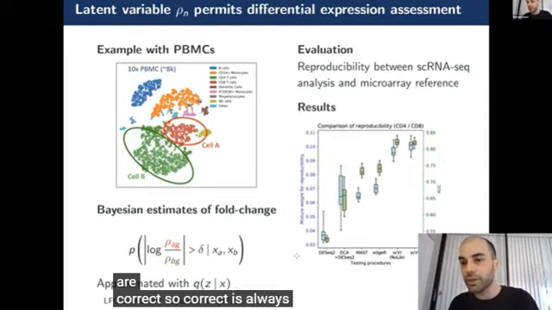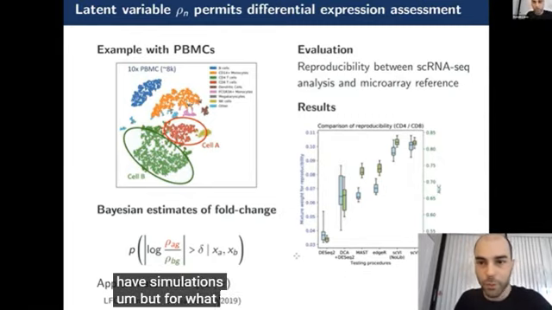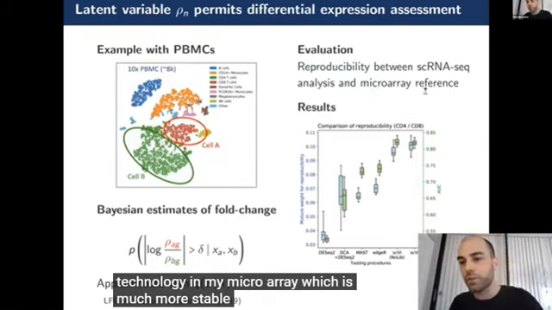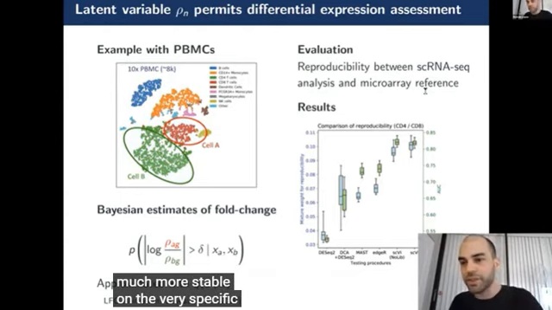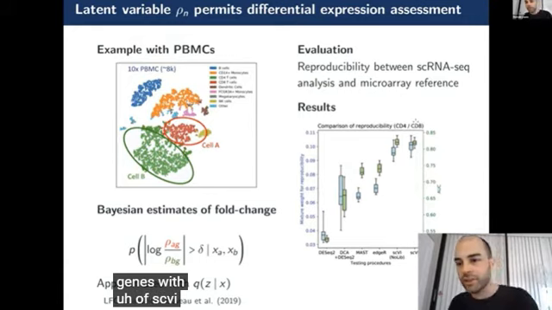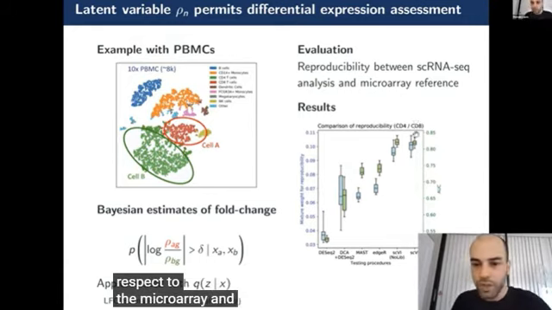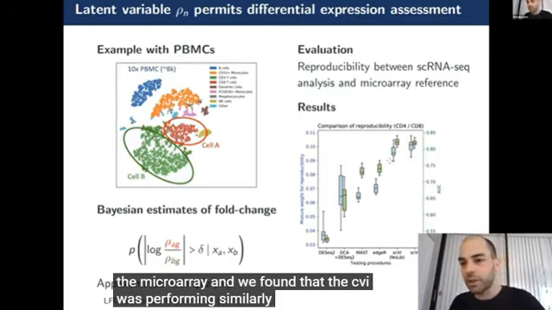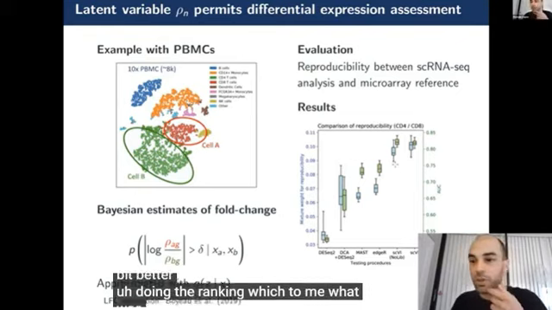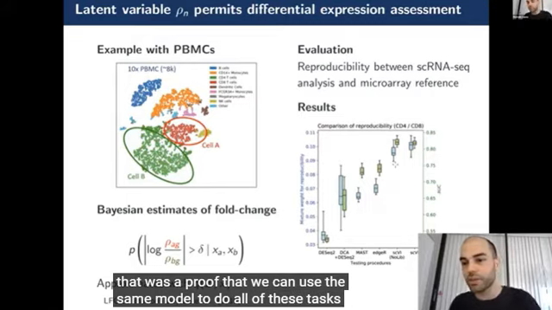Correct is always complicated, especially in this setting if you don't have simulations. But for the purpose of this paper, we looked at another technology, a microarray, which is much more stable on very specific cell types. We compared the ranking of the genes from SCVI and other methods with respect to the microarray. We found that SCVI was performing similarly, if not a little bit better, at doing the ranking, which to me was incredibly exciting because that was a proof that we can use the same model to do all of these tasks.